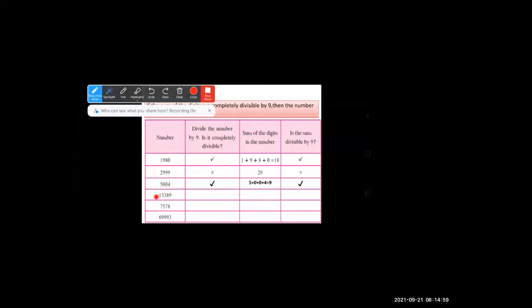Now we are taking the fourth question, that is 13,389. So add all the digits of this number. 1 plus 3 plus 3 plus 8 plus 9. Just add all the digits of this number and tell me what is the total that you will get.